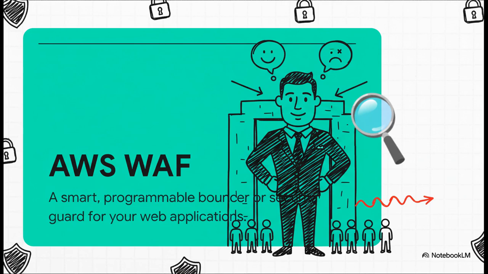Honestly, the best way to understand it is to just forget the jargon for a minute. Just get this picture in your head. A really smart, programmable bouncer standing right at the entrance of your app. Their entire job is to check out everyone trying to get in and decide, are you a friend or are you a foe?